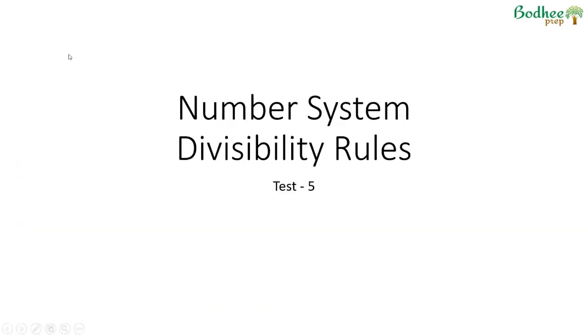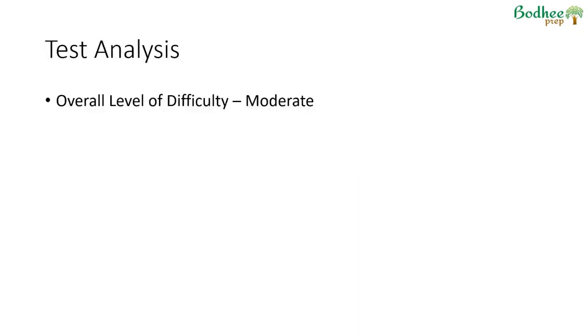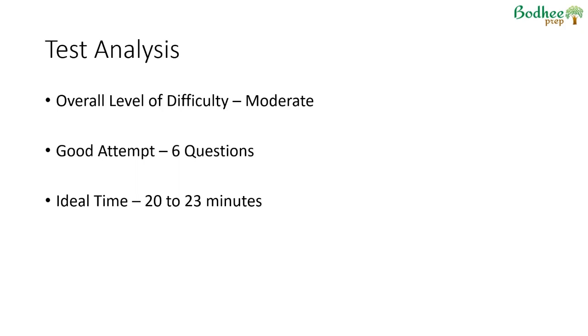This video is about the test on divisibility rules, test number 5 on this topic. Overall, the test was, I think, of moderate level of difficulty, and an attempt of net 6 correct questions would get you a 95 percentile plus in this test. In terms of time, most of the questions were doable in a reasonable amount of time. Some questions might have a spillover, but even considering that, I think 20 to 23 minutes will be good enough to go through all the questions and get your net 6 questions correct.